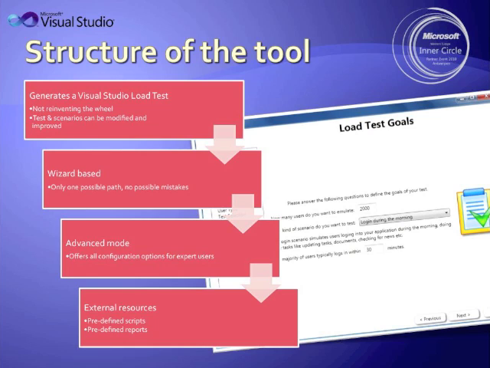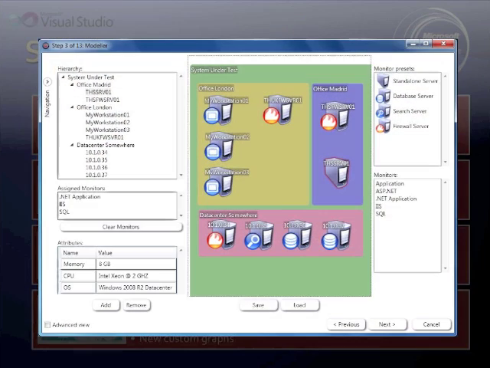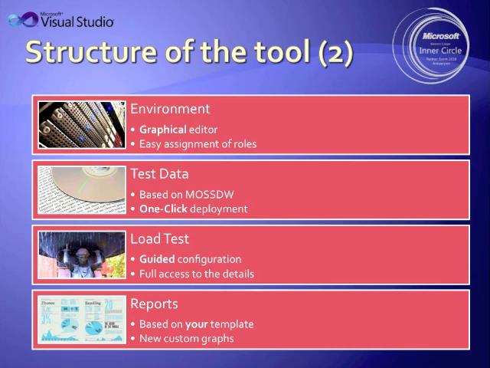Now let's look at the structure of the tool. First thing we're going to see is the environment. So the graphical editor. Basically, from here you're going to be able to create a diagram of your SharePoint installation from a hardware point of view. So from here what you're going to do is drag and drop machines, drag and drop roles to the machine and specify IP addresses, and this is going to allow the wizard to set up your whole monitoring environment and help you with the reporting as well, right? So that's what you're going to get from here.